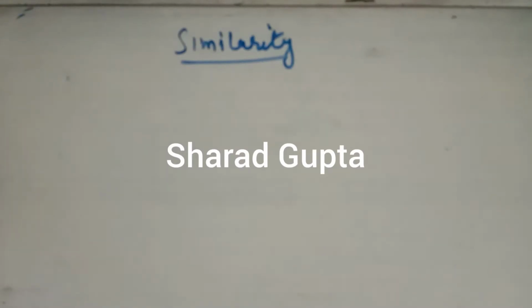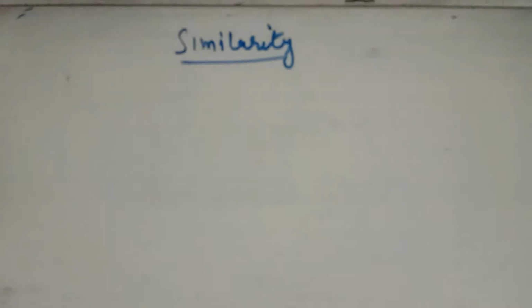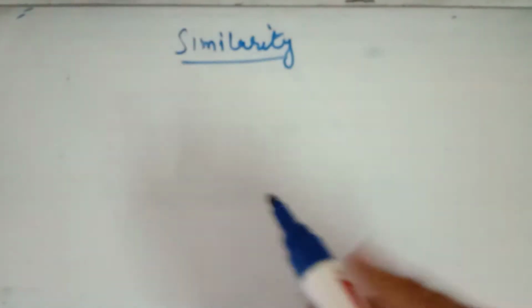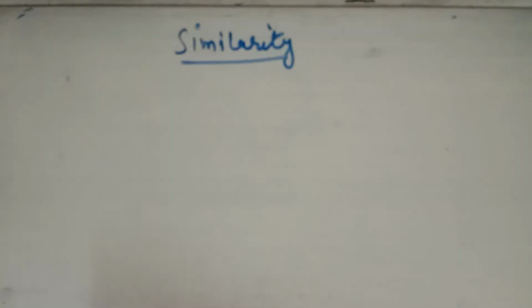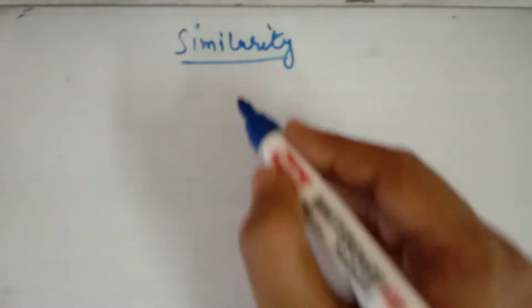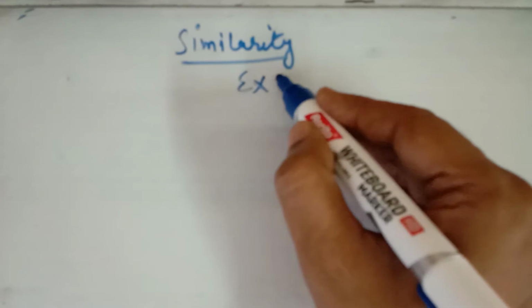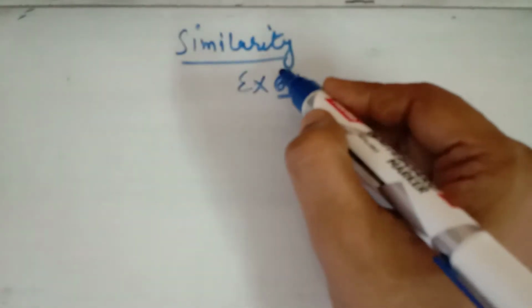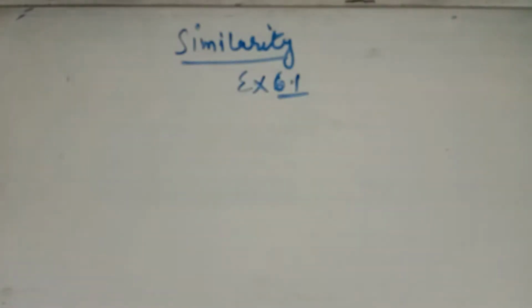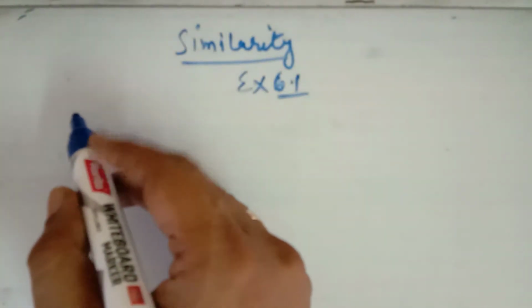Hello, this is lecture number 2 for the chapter Similarity for class 10th. In the last lecture we learned what similarity is and what the difference is between similarity and congruency. We also did the basic proportionality theorem and the converse of the basic proportionality theorem, and how we can prove that two triangles are similar. We can prove it by SSS similarity, by SAS similarity, and by AA similarity.